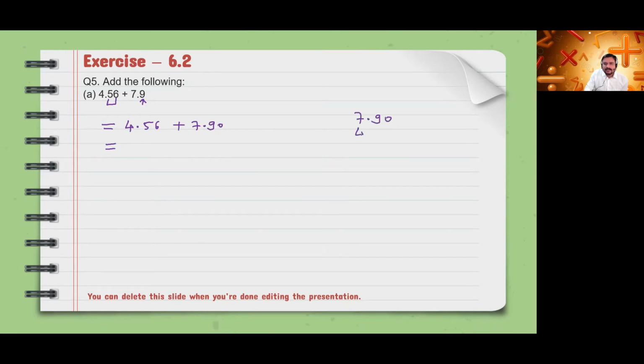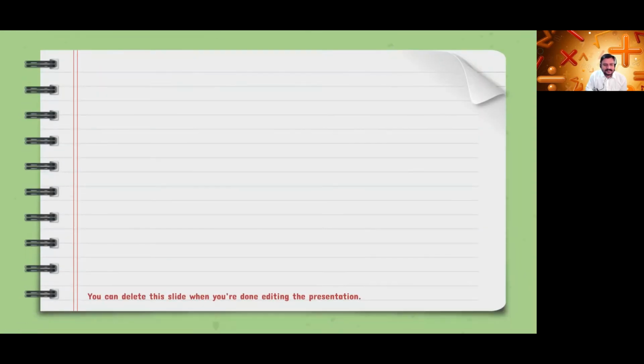7.90 plus 4.56. Do the addition. This will come 6 here. 9 plus 5 is 14. 1 will go carry. 1 plus 7 is 8. 8 plus 4 is 12. So 12.46 will be the addition of these two decimals. For addition, subtraction, convert the unlike decimals into like decimals first, then only perform the operation.